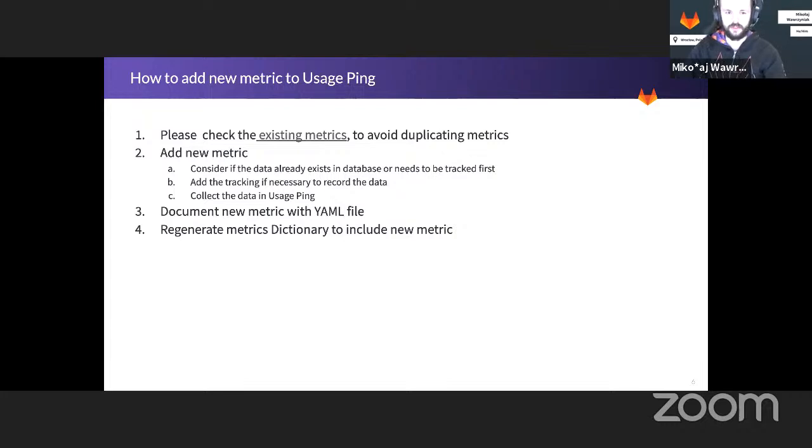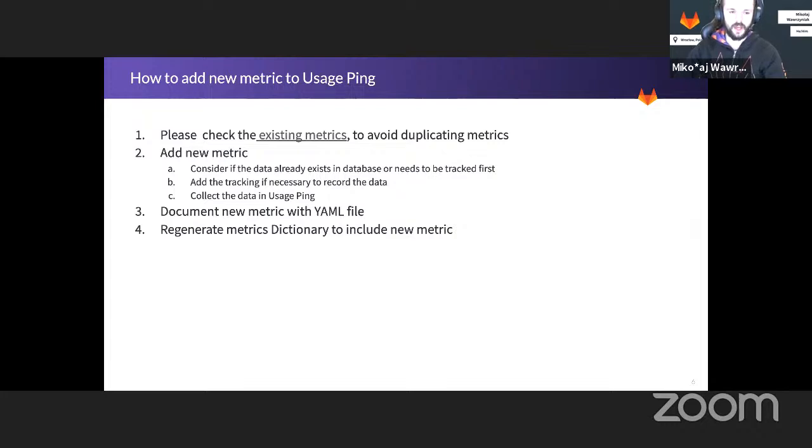First of all, you have to consider if the data that you want to track is already recorded, because as Alina mentioned, only data that is somehow stored can later be surfaced via usage ping, and data could be stored either in database or in Redis or in the license or settings. If the data is not stored, then it has to be first recorded, either in Redis or in database. And finally, it can be collected and instrumented within the usage ping. Once the instrumentation is completed, you should proceed and add the documentation with the metric YAML file.